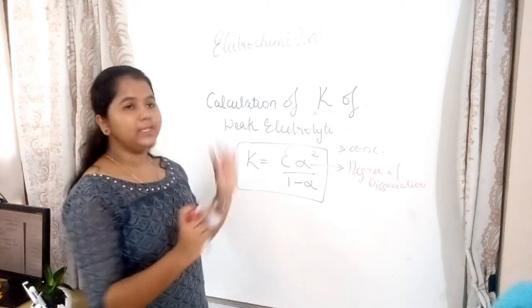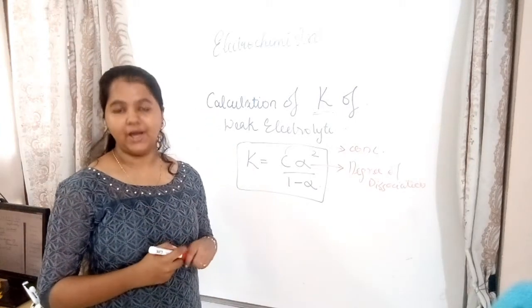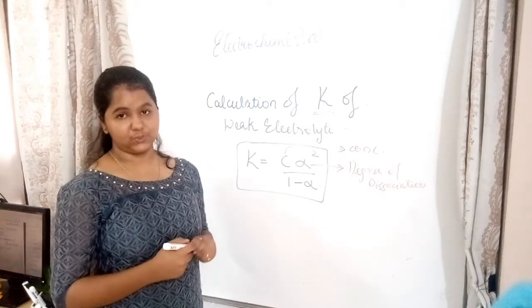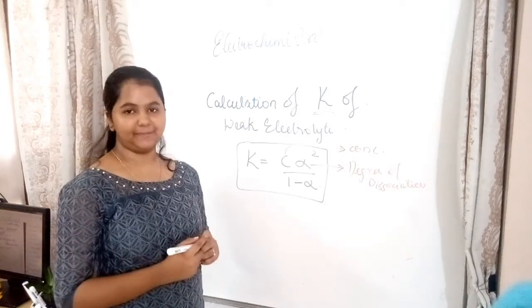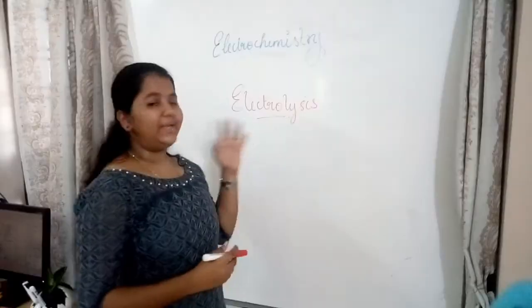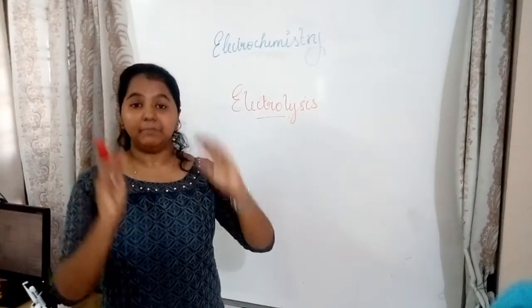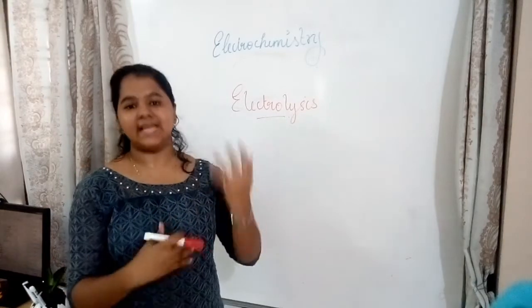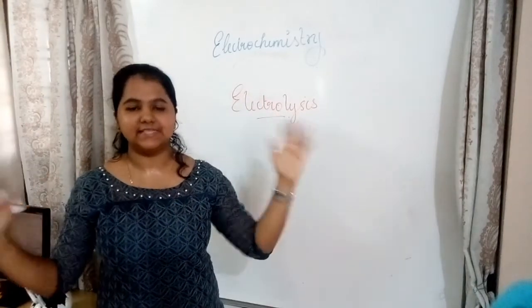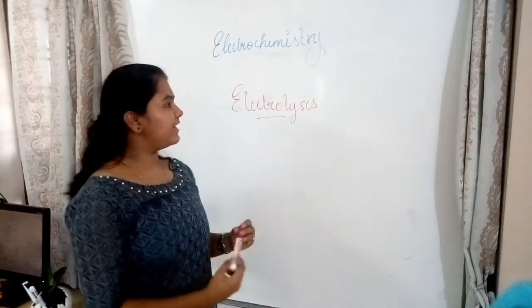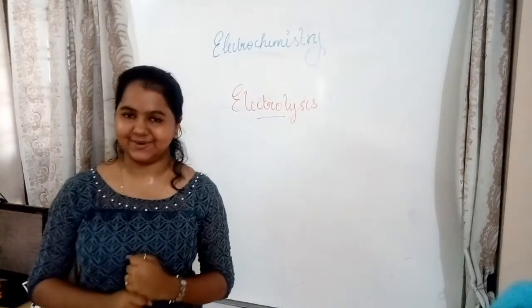So this is the end of Kohlrausch's law. Now we have to learn about electrolysis. That's the last topic in the chapter. Let's see what it is. What is electrolysis? Electrolysis is a process by which a chemical reaction takes place with the help of an external voltage. So friends, that is all to talk about electrolysis.